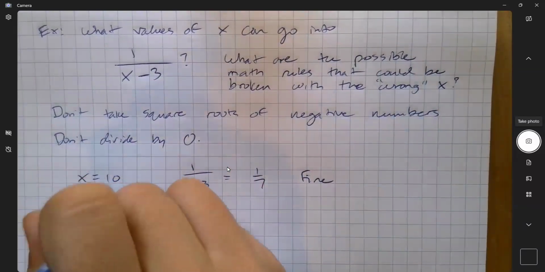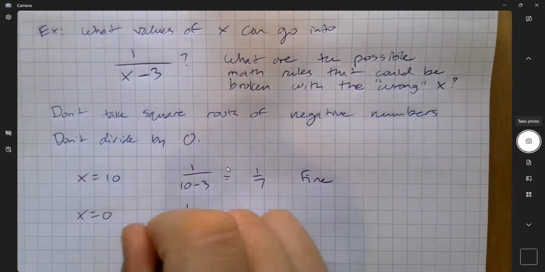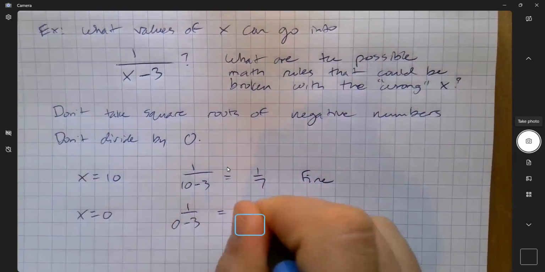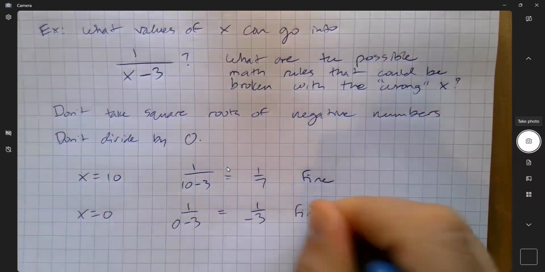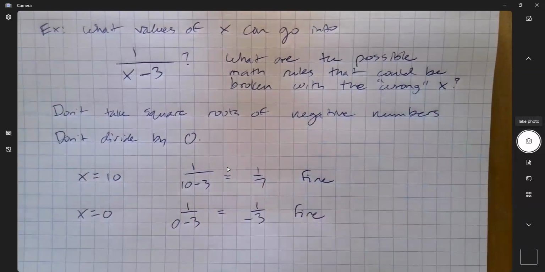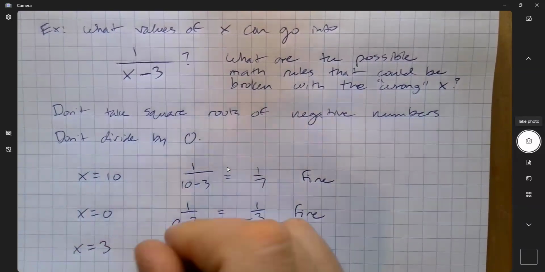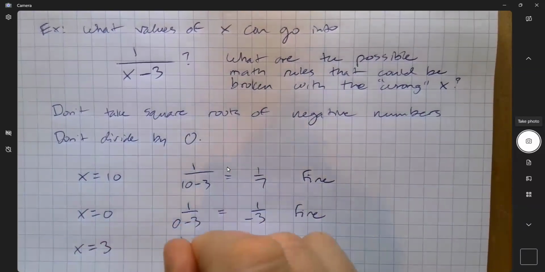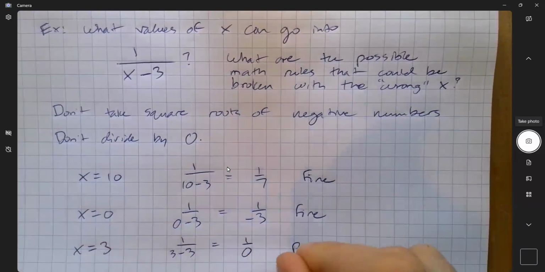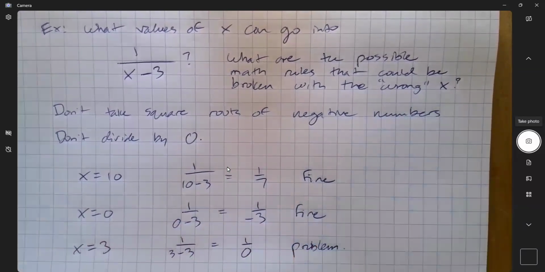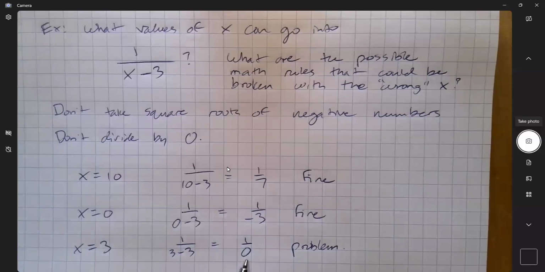Let's try x equals 0. That's 1 over 0 minus 3. That's 1 over negative 3. That's fine. Let's try x equals 3. That's 1 over 3 minus 3, which is 1 over 0, and that is a problem, because we cannot divide by 0.